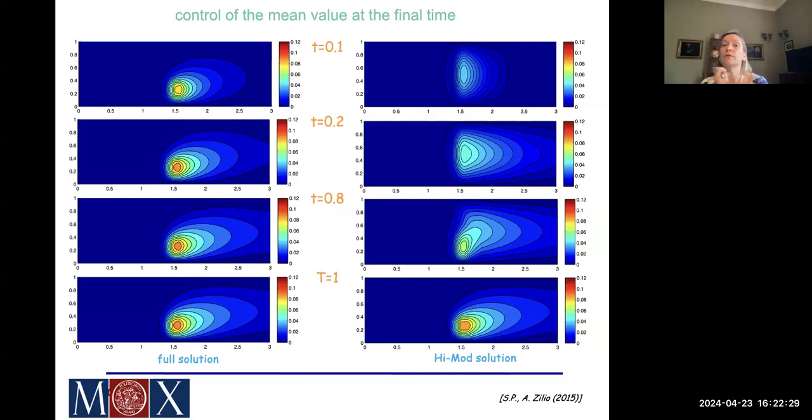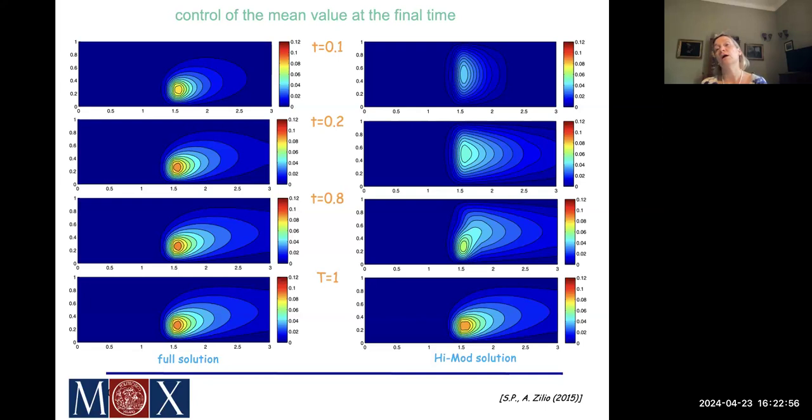So on the right, you have what the HiMod approximation provides us. So this is the HiMod solution at the beginning, and we can recognize that the reduced approximation is very far from the full solution, but we also recognize that the HiMod discretization becomes closer and closer when we approach the final time, which is exactly the time when we are interested in controlling our solution.